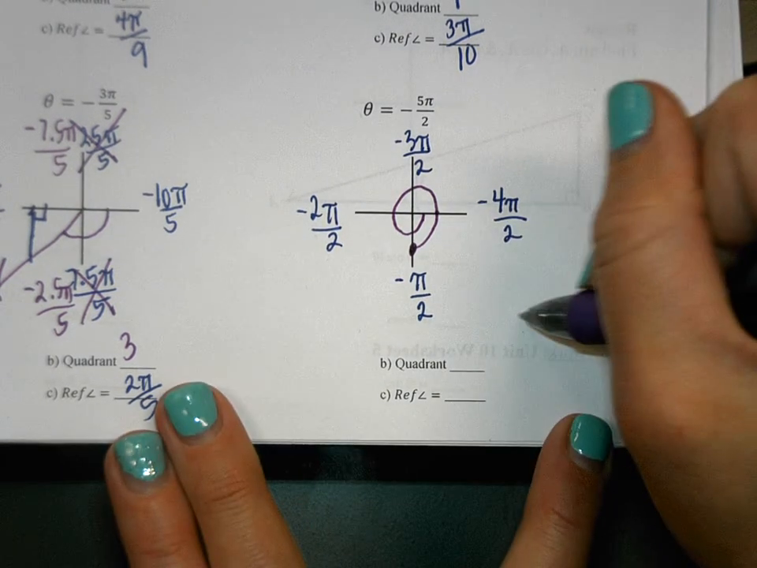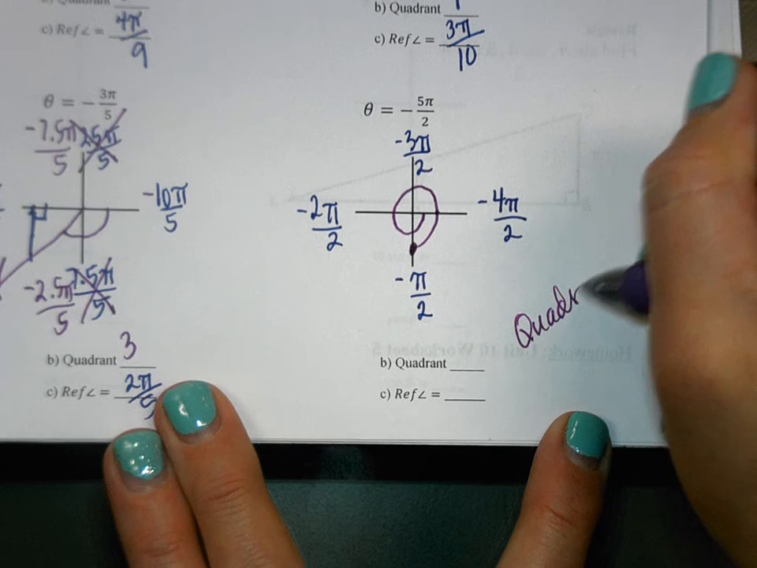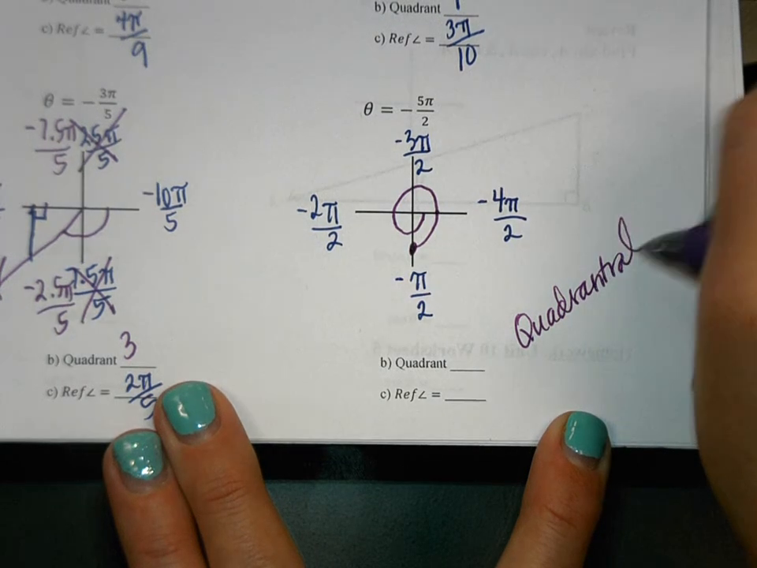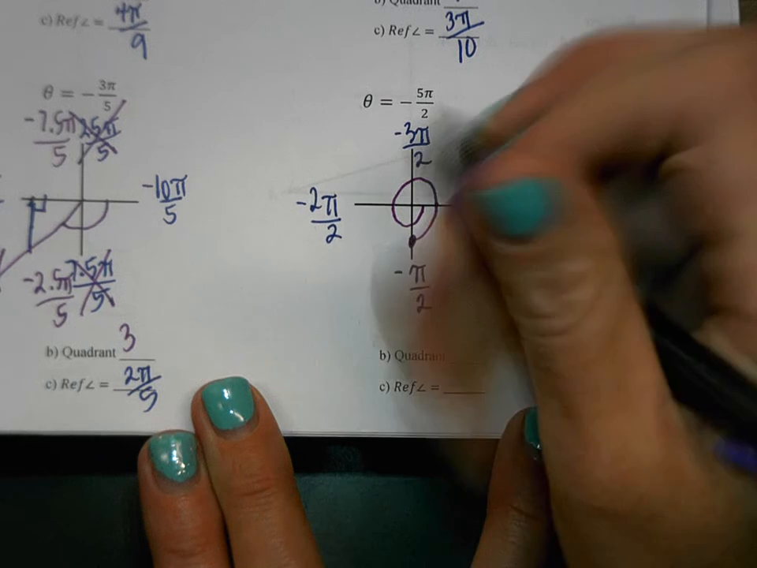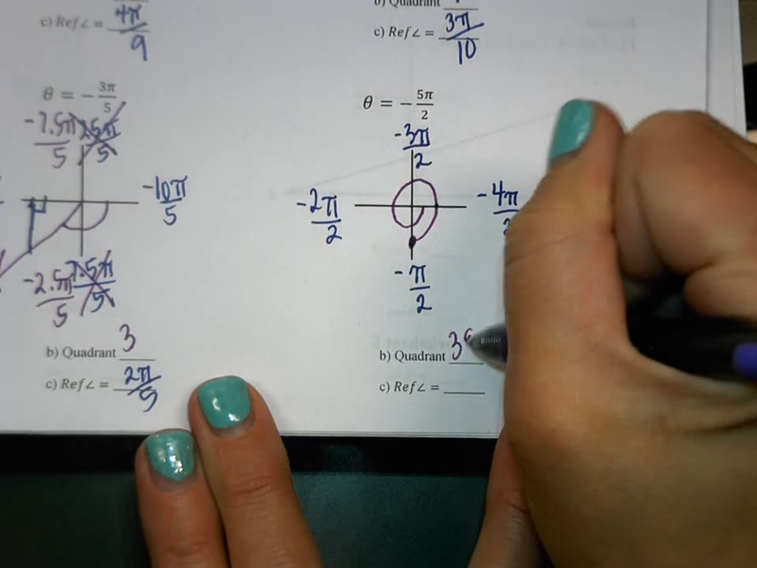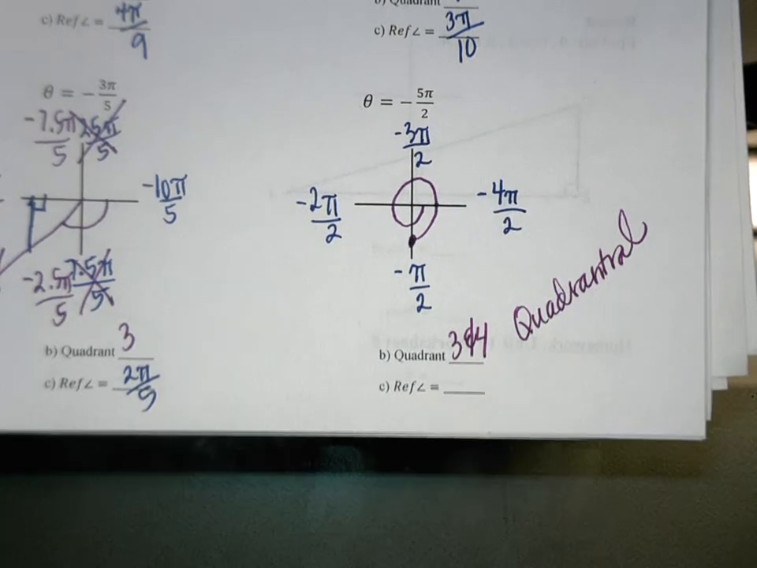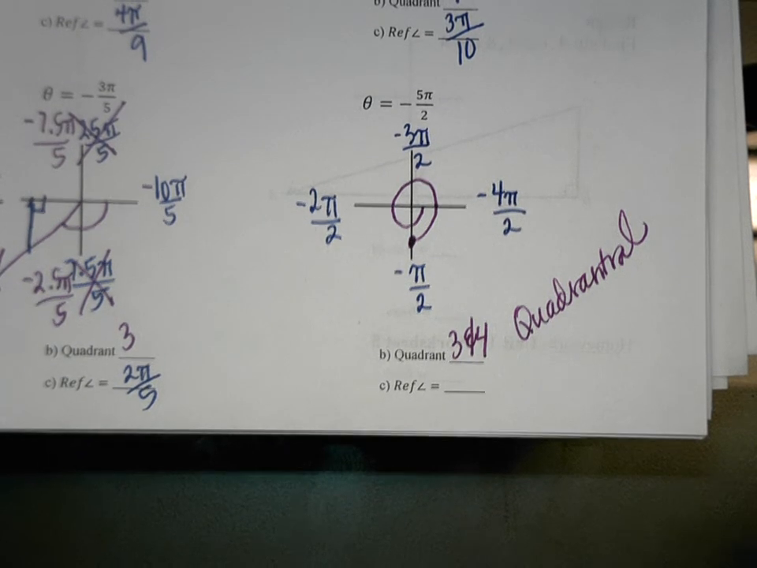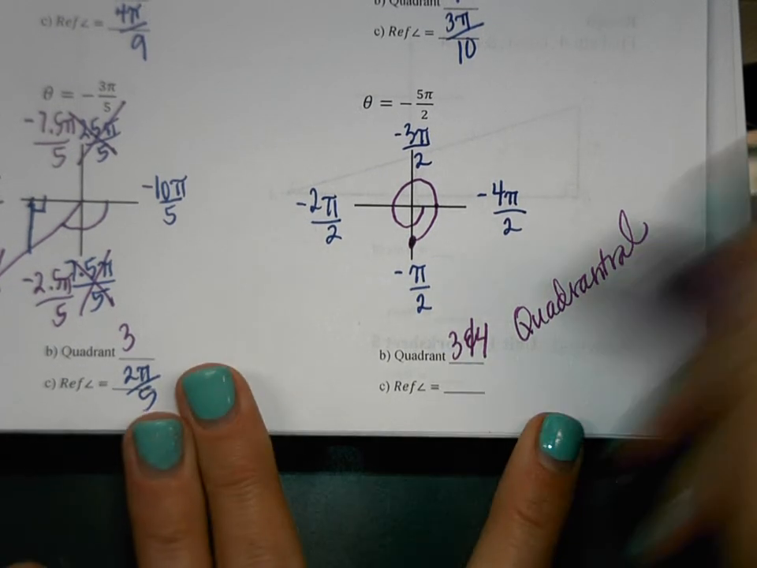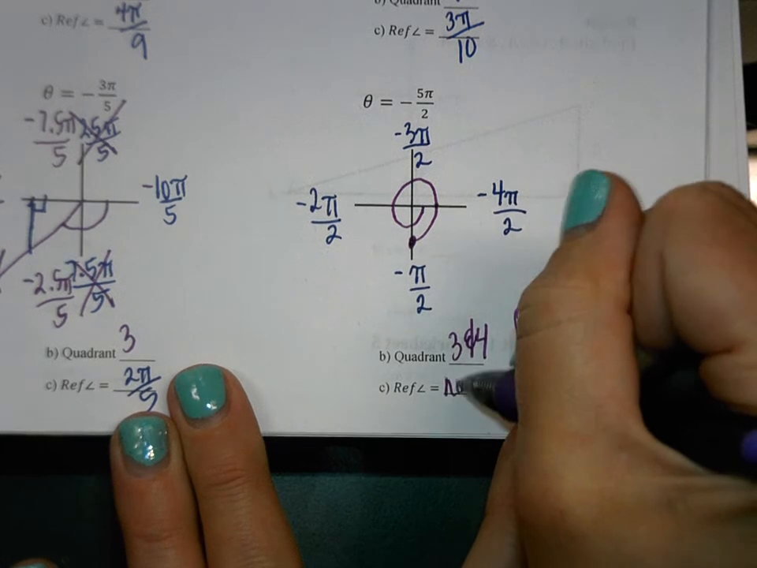So this is one of those ones. It's called a quadrantal because that's in between two different quadrants. So it's called a quadrantal between quadrants 3 and 4. So it's not actually in a quadrant, it's in between two quadrants. Also, quadrantals don't have reference angles. So there's none.